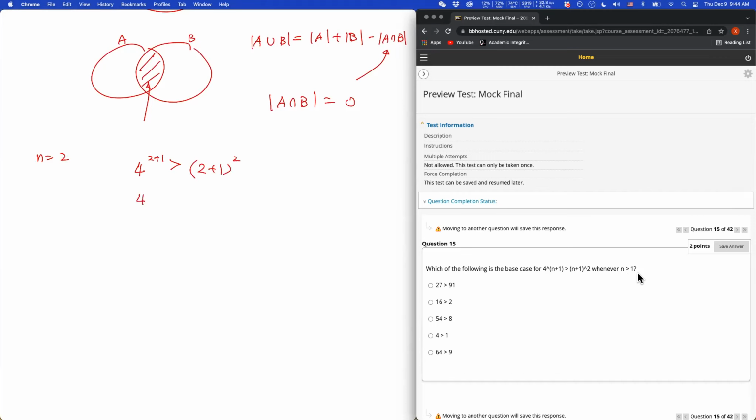Then you have 4 cubed. You want to show 4 cubed is greater than 3 squared. And 4 cubed will give you 64, and 3 squared will give you 9. So you know the answer will be 64 greater than 9.